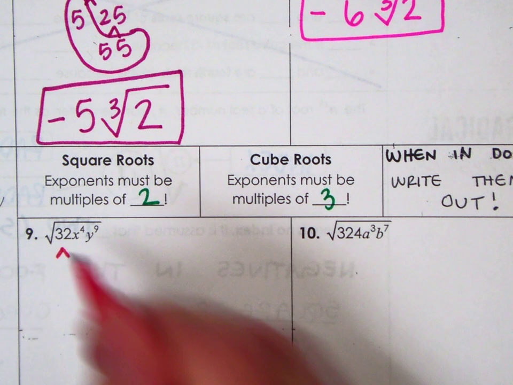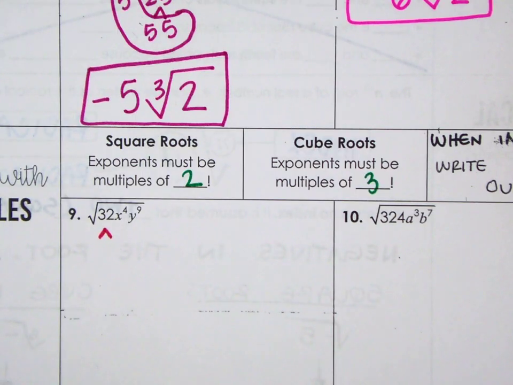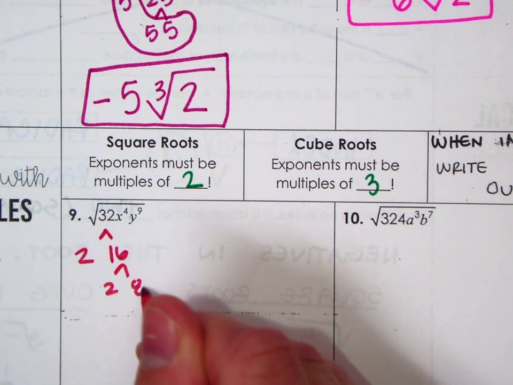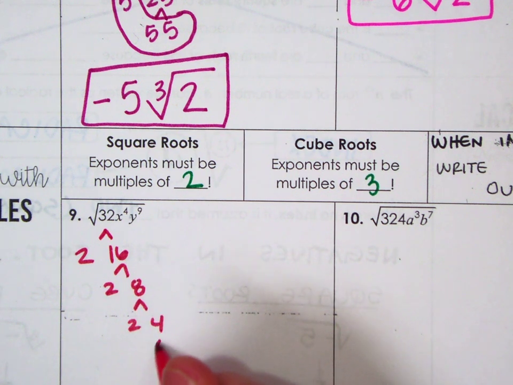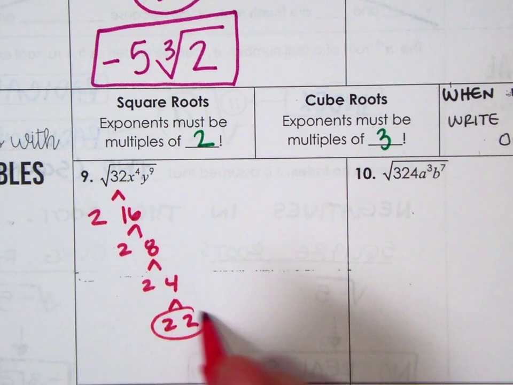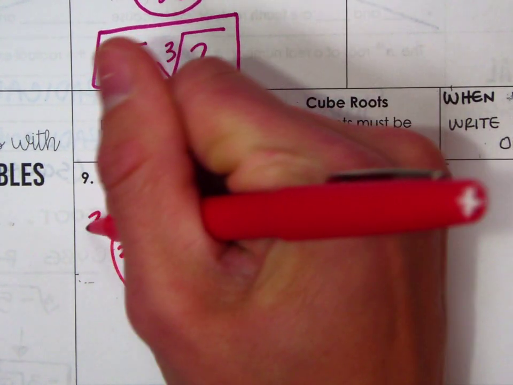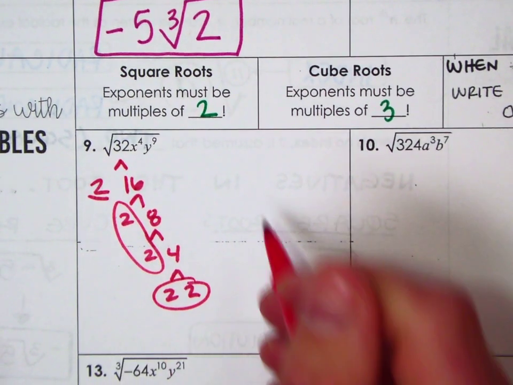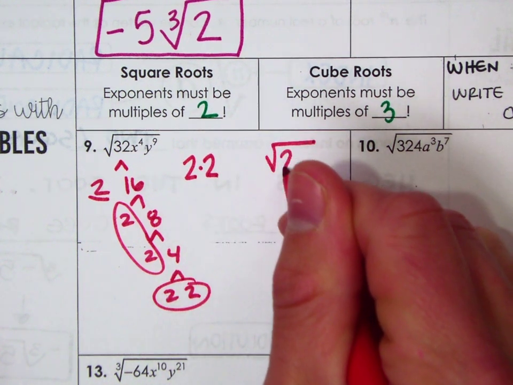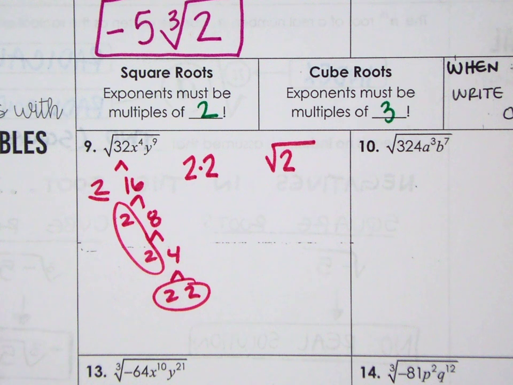So 32, I'm going to break down like I did before. 2 and 16, 2 and 8, 2 and 4, 2 and 2. And it's a square root, so I'm looking for groups of 2. So a group there, 2 left over. So on the outside, I'm going to have 2 and 2, and on the inside, I'm going to have an extra 2.